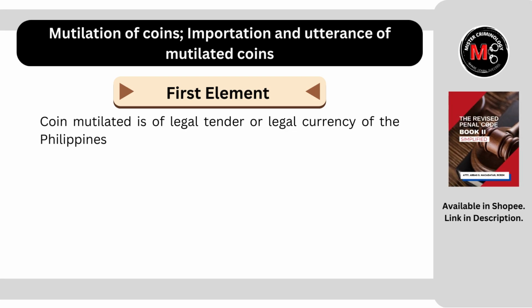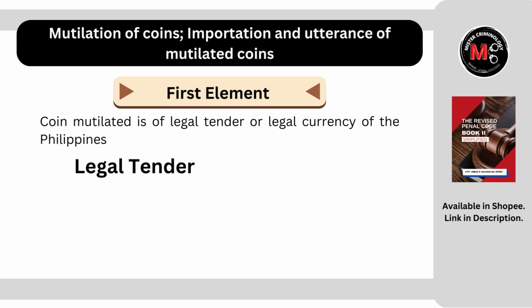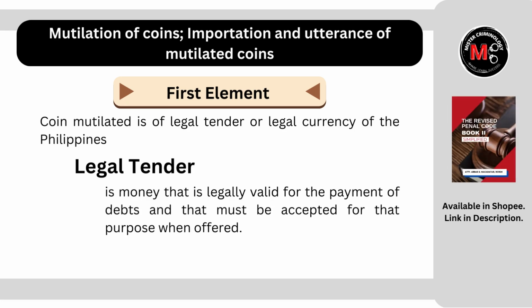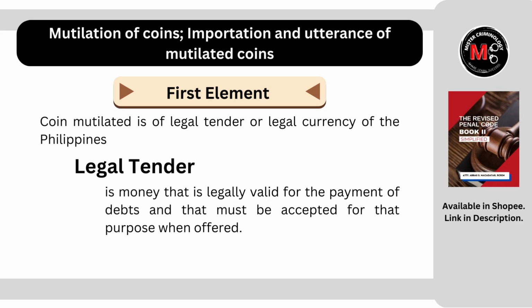Na-discuss na natin kanina kung ano ang mutilation. Ngayon naman, yung legal currency or legal tender. Ano nga ba itong legal tender or legal currency? Ito yung pera na kayang magbayad ng utang o kayang ipagbili o bumili ng gustong bilhin. Ito yung mga perang ginagamit natin ngayon. Old coins not in circulation ay hindi na kasama dito kasi wala na itong power to purchase.